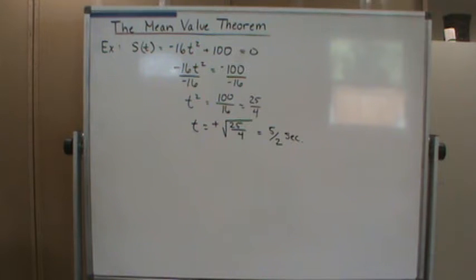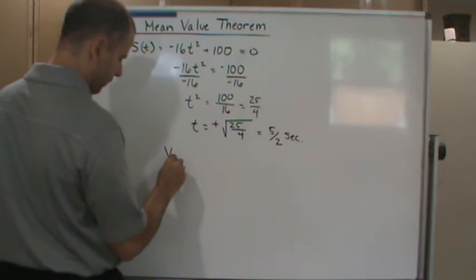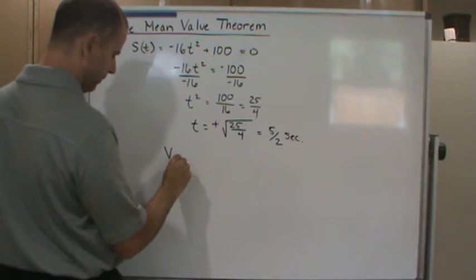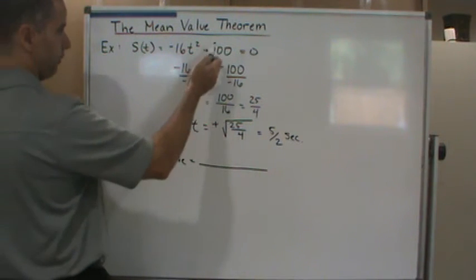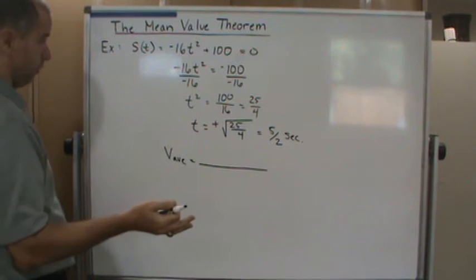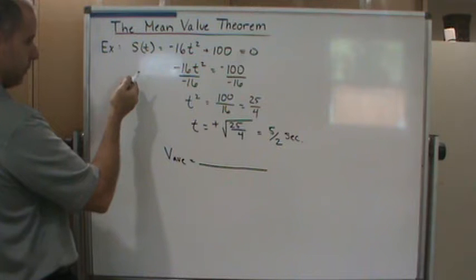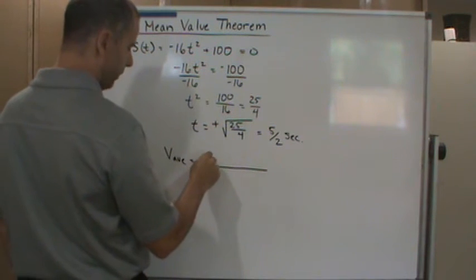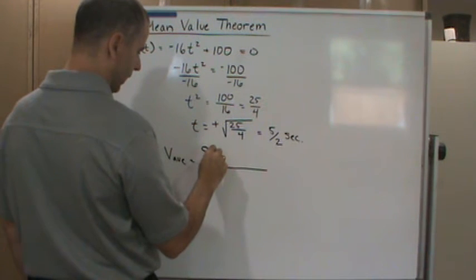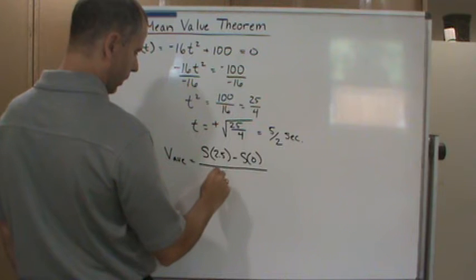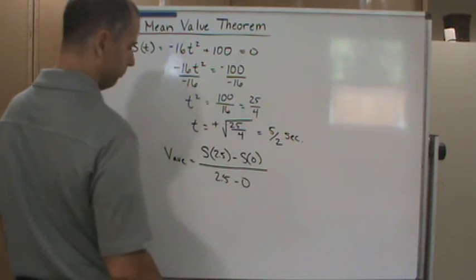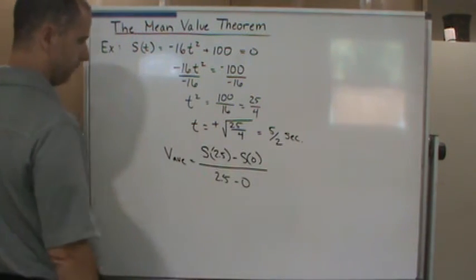The second thing they want us to do is find the average velocity of the rock from when the rock is released to when it hits the ground. Average velocity is going to be the change in position over the change in time. Since we know the initial height is 100 feet, the final height is 0 feet, and the time goes from 0 to 2.5, it's going to be s of 2.5 minus s of 0, over 2.5 minus 0. Or if you want to leave it as 5 halves, that's fine.